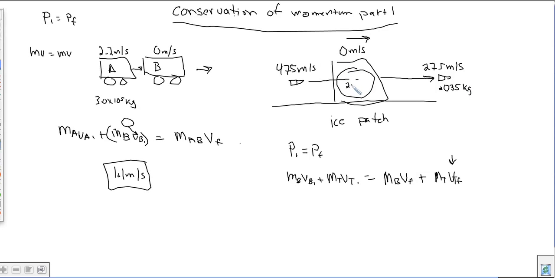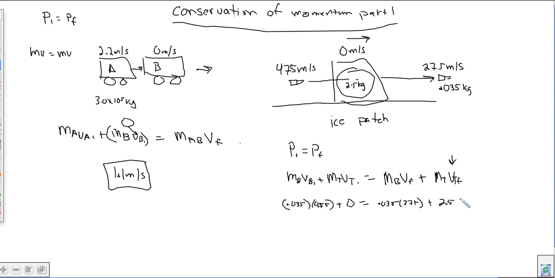You're going to need to know that. So the mass of the bullet is 0.035. The velocity of bullet initial is 475. 75. Sorry about that handwriting. Plus 0, because this is going to be times 0, because initially it's 0. Equals the mass of the bullet, same thing, 0.035 times 275 plus, you got 2.5 here times your velocity final.